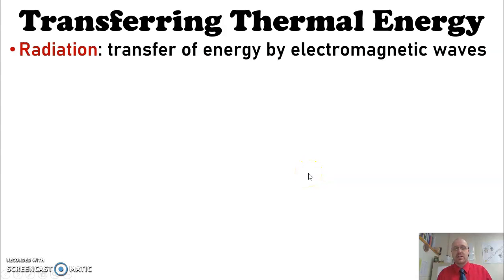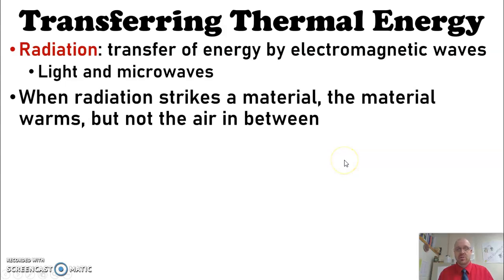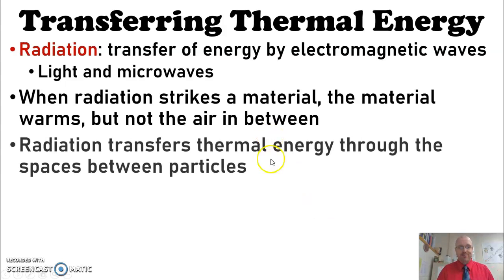Radiation, the last of the transfers of energy, is done by transferring energy by electromagnetic waves. Lights are radiant, that's radiation. Microwaves also heat things up. So when radiation strikes a material, the material warms, but not the air in between, which is why when you open up the microwave, if you have a tightly sealed container, the air in the microwave isn't warm at all. It's just whatever you've been warming up that is hot.